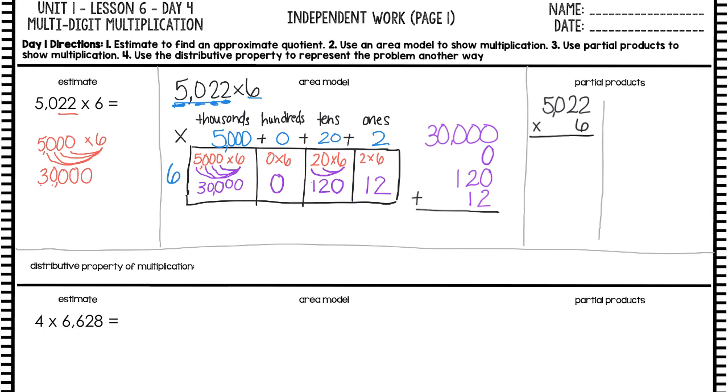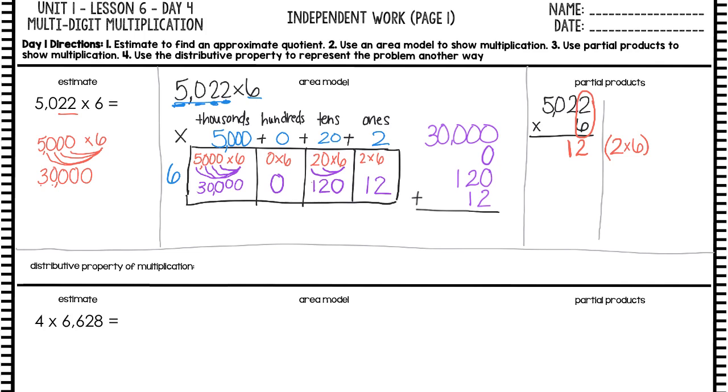First, we're going to start and multiply our ones. So I'm going to multiply 2 ones times 6. And I'm going to need to write kind of small because we know that we're going to end up multiplying 1, 2, 3, 4 things and then adding them up. So 2 times 6, 12. My 2 goes in my ones place and my 1 goes in my tens place.